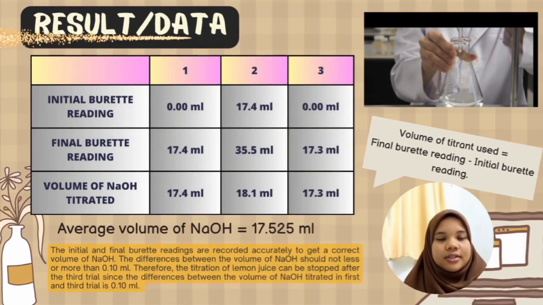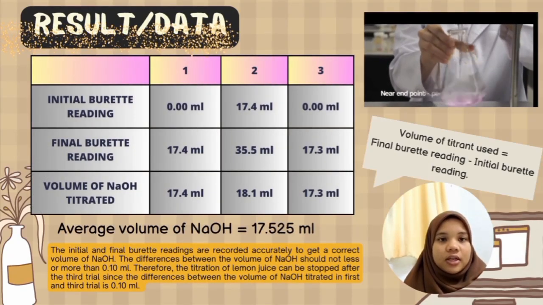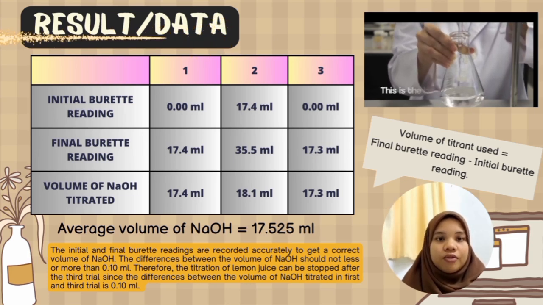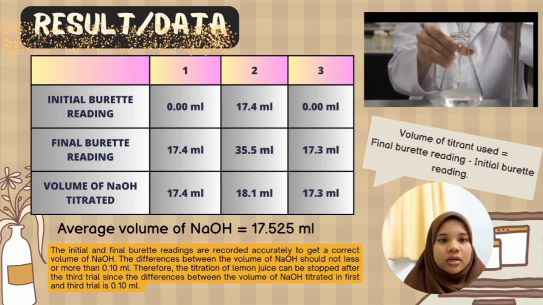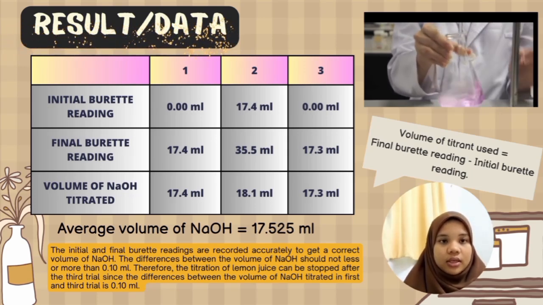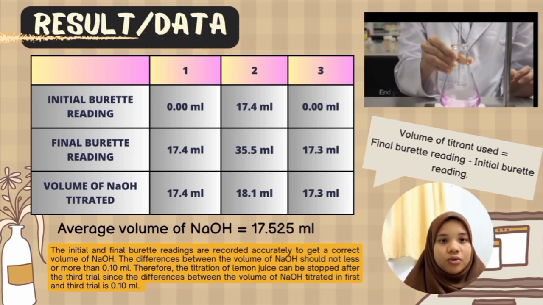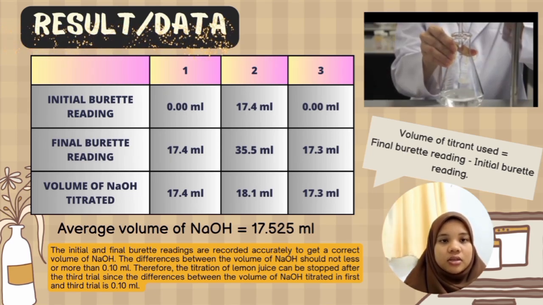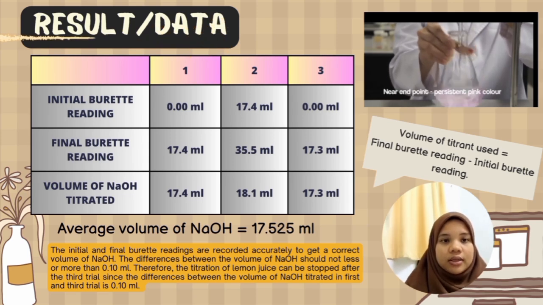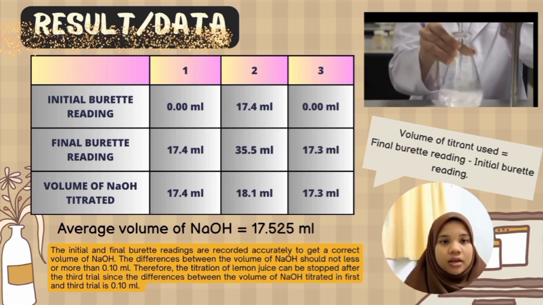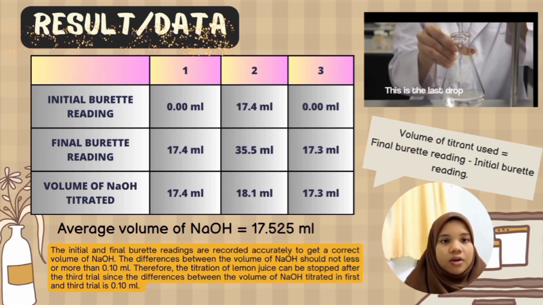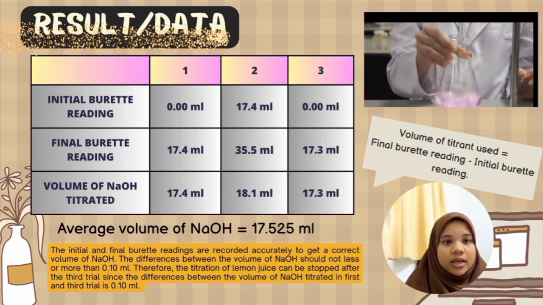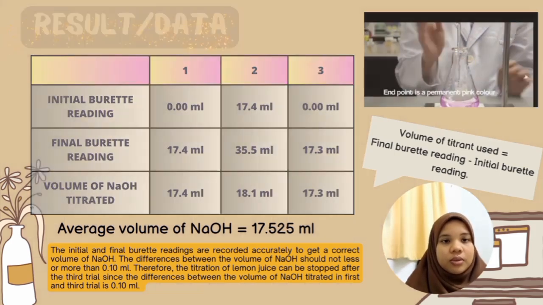The result for titration requires initial burette reading, final burette reading, and the volume of solution we titrated. The burette reading must be read at the bottom of the meniscus curve to avoid parallax error. The volume of solution we titrated can be obtained by subtracting the initial burette reading from the final burette reading. The titration can be stopped if there are differences of plus minus 0.10 ml in the volume of solution we titrated. Therefore, the titration is stopped after the third trial because the difference in volume of sodium hydroxide titrated in the first and third trial is 0.10 ml.